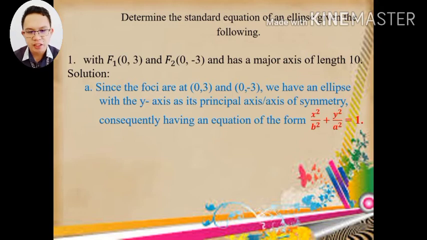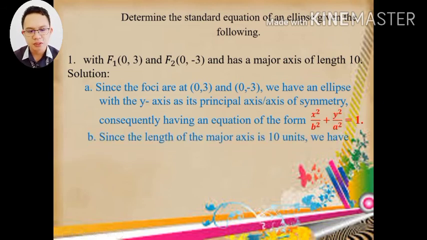Since the foci are at 0, 3 and 0, negative 3, we have an ellipse with the y-axis as its principal axis or axis of symmetry. Consequently, it has an equation of the form x squared over b squared plus y squared over a squared. You go back to the formulas we gave earlier. Looking at the formula, 0 and then here is c. So, which equation is it? Looking at it, the equation is x squared over b squared plus y squared over a squared is equal to 1. So, again, you need to familiarize yourself with the different formulas.